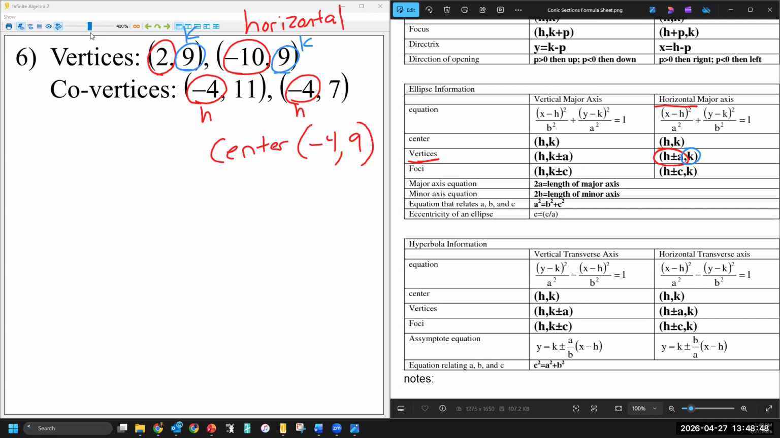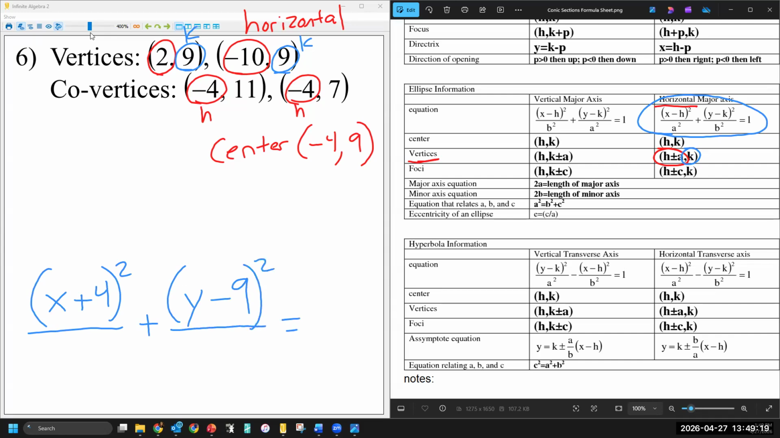Don't get them backwards. I know we did the 9 first, but 9 is in the y spot, so it stays in the y spot. Negative 4 is in the x spot, so it stays in the x. Right, so there's the center. That means I already know a lot of my final answer. So we're horizontal, so this is our final answer, what we're going to write. So I'm just going to write it out. I have x minus h. Well, my h is negative 4, so plus 4. I have 1 minus, well, that is 9. So I've already found most of my final answer.